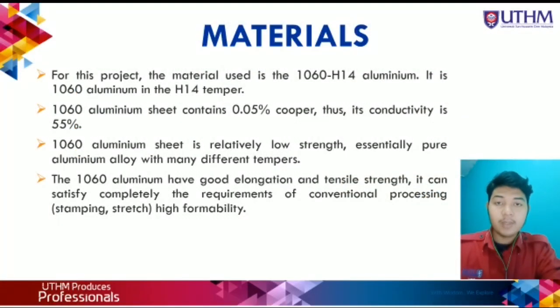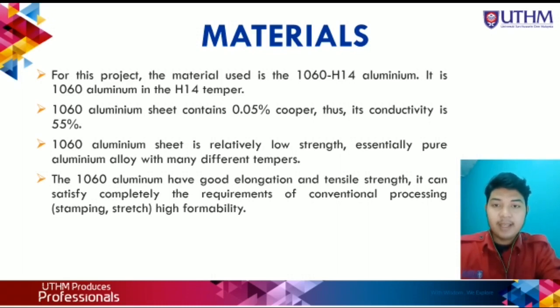Assalamualaikum and hi, my name is Akif Akmal Hakimi bin Saizan. For this project, the material we used for the chair is 1060 H14 aluminium. The alloy composition of 1060 aluminium contains 99.6% aluminium and many other metals, but in small percentages. Some of the metals in this alloy are copper, iron, magnesium, manganese, and a few more.